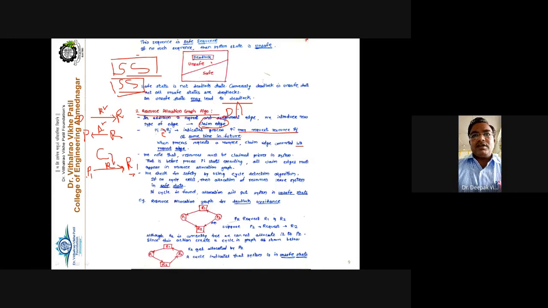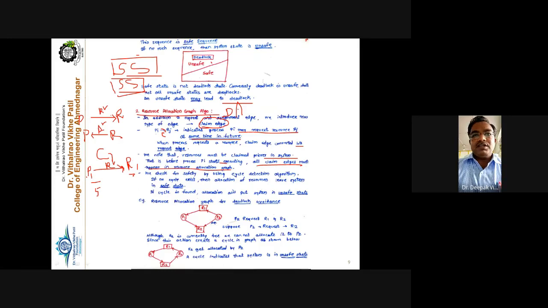So we know that resources may be claimed prior in the system. Yes, you can claim any number of resources. P1 can claim, yes, I require, for example, 5 resources in future execution. That is before process Pi starts executing, all claim edges must appear in the resource allocation graph.